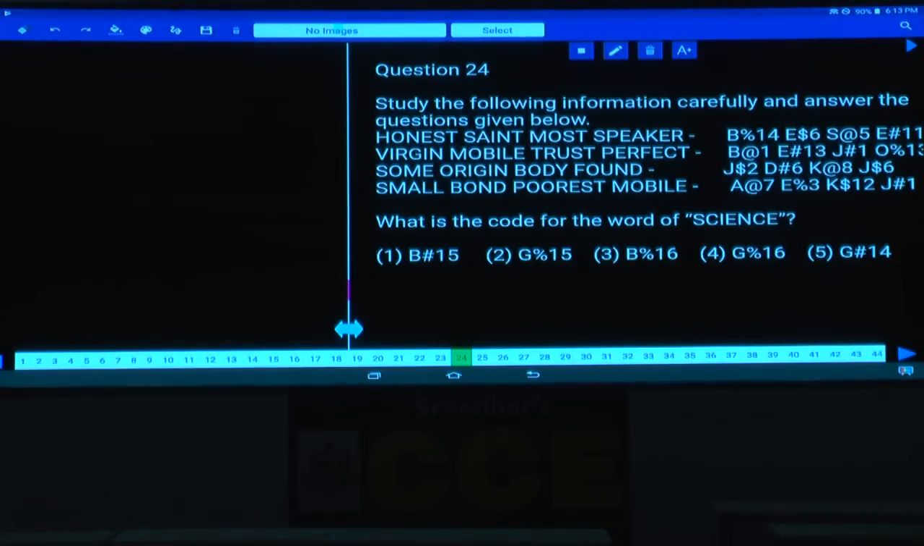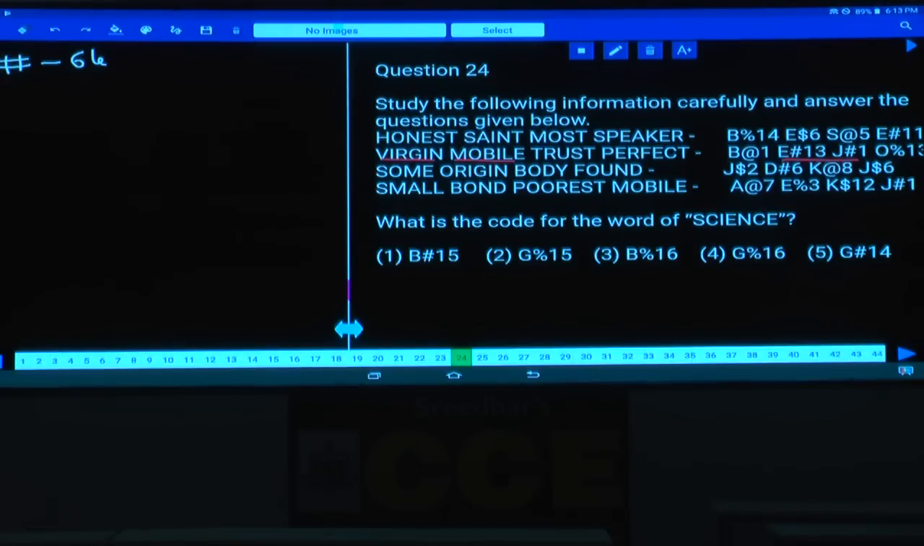Now in the second one, there are 6 letters here, isn't it? Mobile has 6 letters. As 6 letters are there, tell me which symbol is repeated here. Hash is repeated. Hence, hash stands for what? A 6-letter word, isn't it? Hash stands for a 6-letter word.